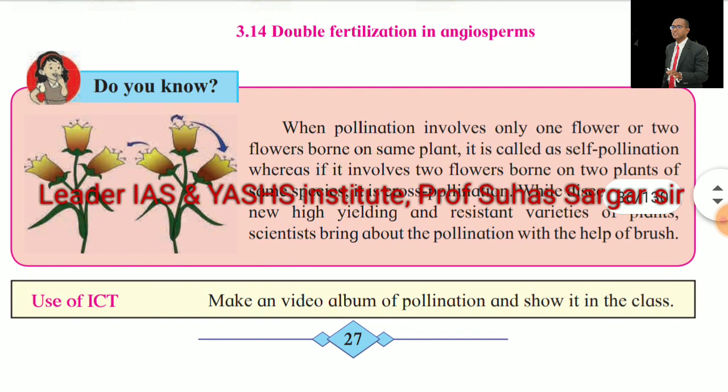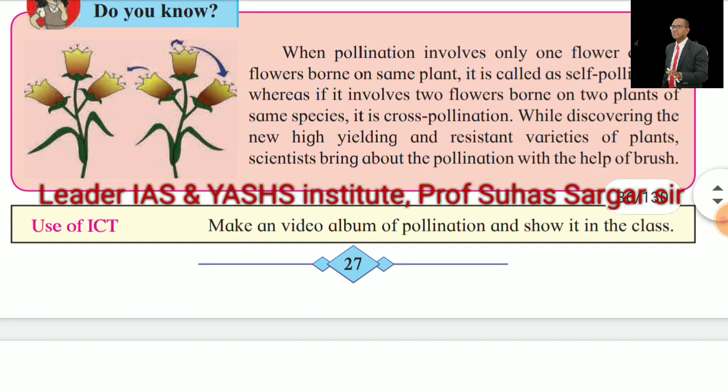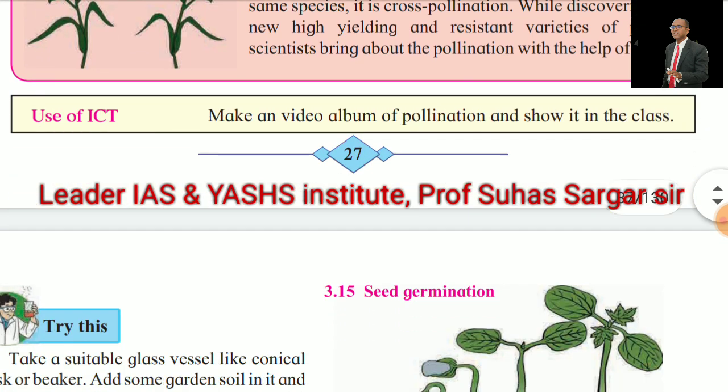Do you know, when pollination involves only one flower, or two flowers borne on the same plant, it is called self-pollination. Whereas if it involves two flowers borne on two plants of the same species, it is cross-pollination. While developing new high-yielding and resistant varieties of plants, scientists bring about pollination with the help of a brush. Make a video album of pollination and show it in class.